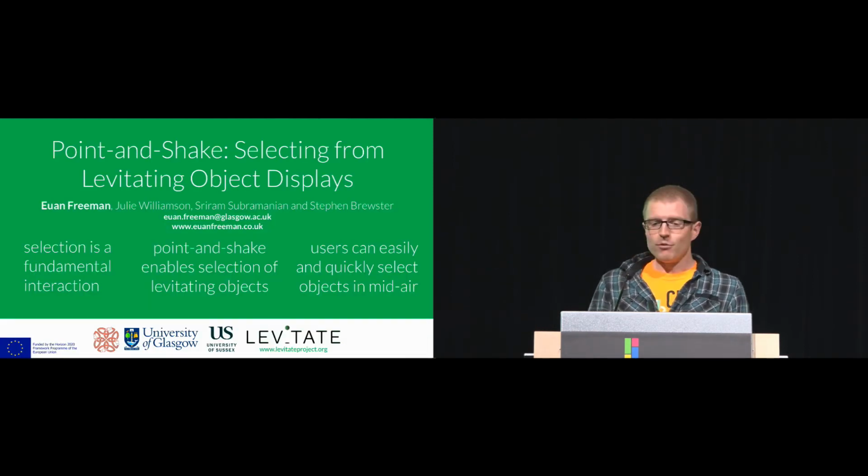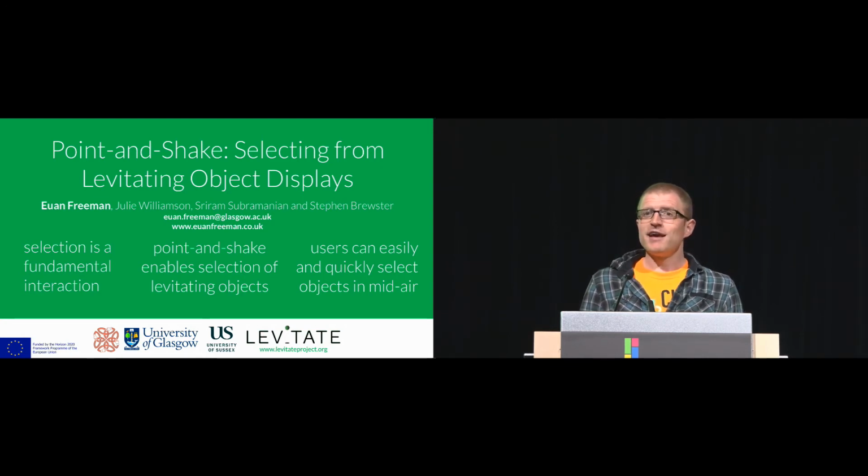So to summarise what I've just spoken about, levitating object displays are a new type of display where content is composed of several small objects, levitating in midair. Interaction with these displays hasn't been studied properly yet, so this was the first study of interaction with levitating objects. We started with selection because that's a fundamental interaction that's necessary for other more complex actions to take place.